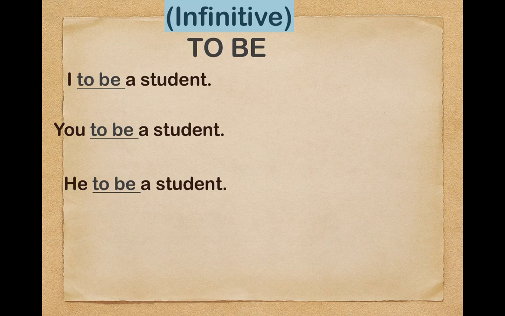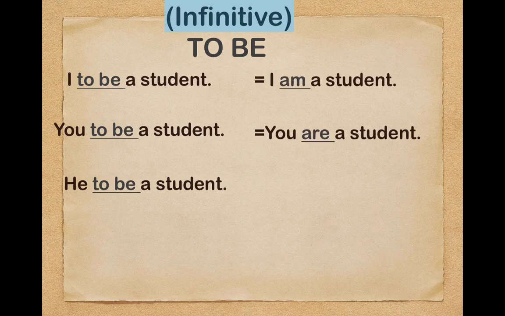So then what we have to do is take that verb, the verb to be, that is in the infinitive form, the original form, and we have to change it. We have to fit that subject in, and we have to make it fit the action. So instead of saying I to be a student, normally I would say I am a student. Instead of saying you to be a student, we say you are a student. Instead of saying he to be a student, we say he is a student.